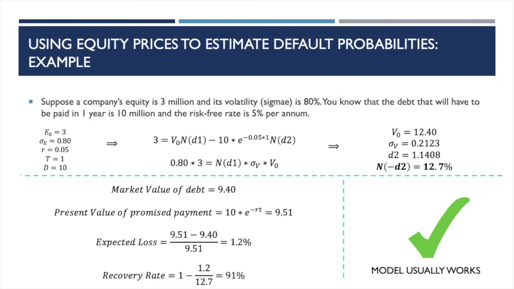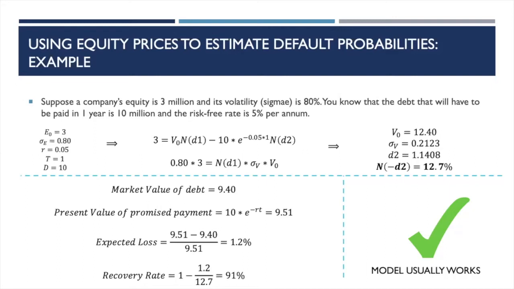And the present value of the promised payment of the debt is calculated as shown in the formula, and we obtain 9.51. Next, we find the expected loss, which is calculated with the formula shown, and we obtain 1.2%. Finally, the recovery rate is calculated with the following expression, and we obtain that the recovery rate is 91% of the debt's no-default value.